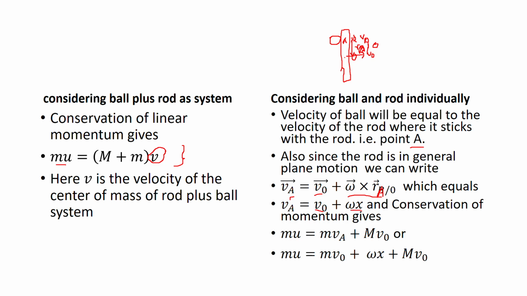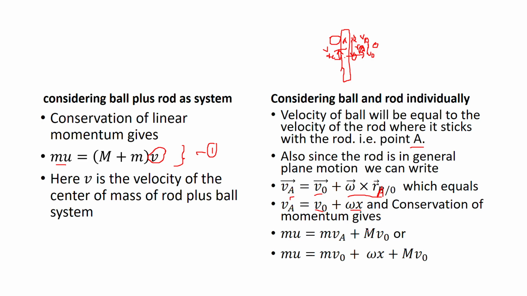So now, suppose I am writing it as equation 1. In equation 1 we are using mu equals capital M plus small m into v. This v is the velocity of the center of mass of the rod system, sorry, this is v, and it is at a distance xc from the center of the rod. xc is the center of mass of the system from the center of the rod.